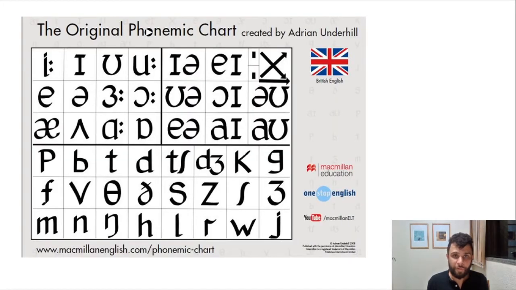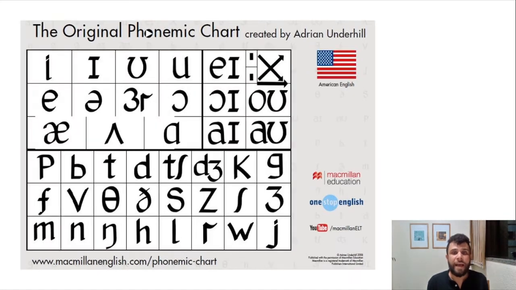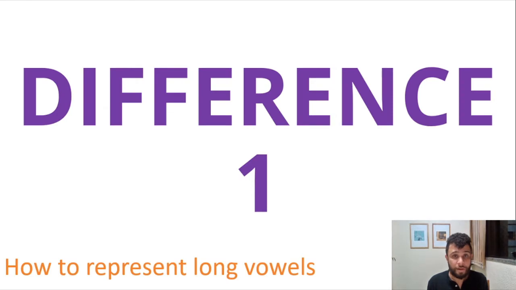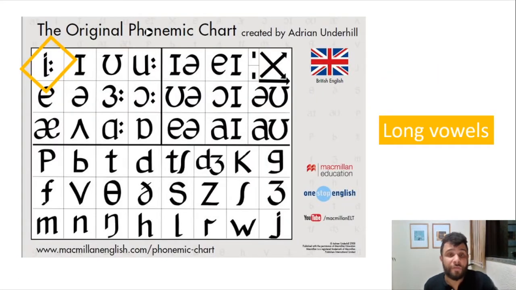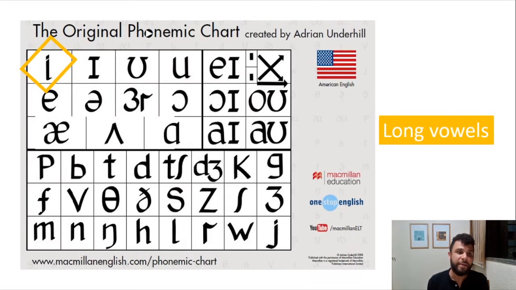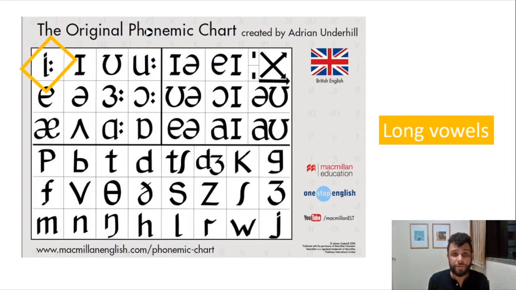So here we have both of them, the standard British English version and the standard North American version. Now let's talk about the differences. Difference number one, how to represent long vowels. The first difference that pops up whenever you're trying to compare both charts is that in the British version, the long vowels are represented with a colon, these two dots there. By convention, in the North American version, we do not use it, okay? So you have the option, if you're using the British version, use the colon. If you're not, do not.